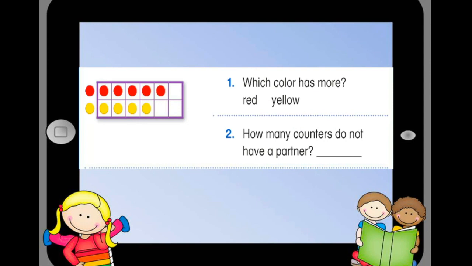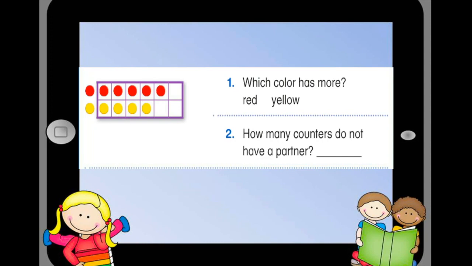It says, which color has more, red or yellow? So what we need to do is we need to take a look at our graph. Now, something I want to point out to you in all the examples that we do together now is there are 2 counters that are outside of the graph. Those are not part of our graph and our information. Those are just so we know where to place the red counters and where to place the yellow counters. So we're only looking at the counters that are inside the purple graph. So let's keep that in mind when we complete our questions together. So number 1 says which color has more.